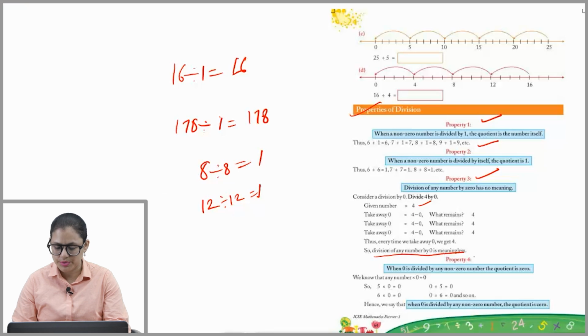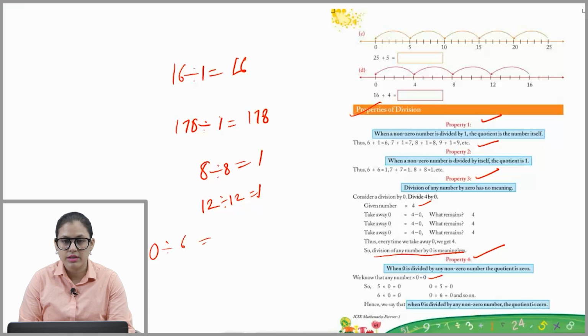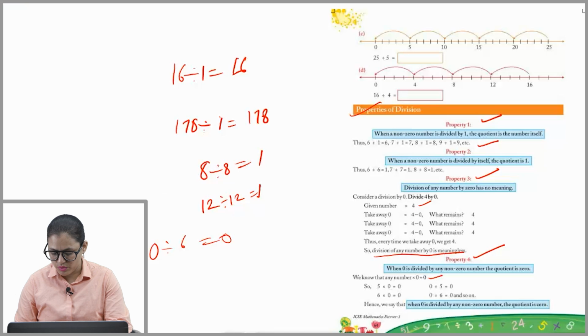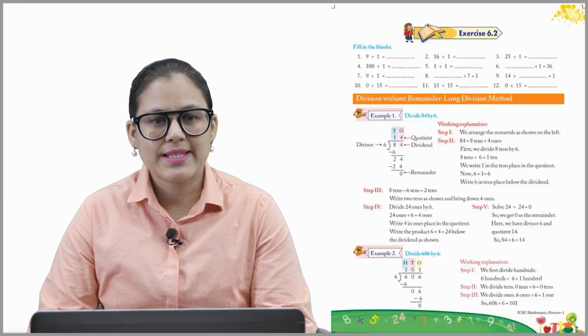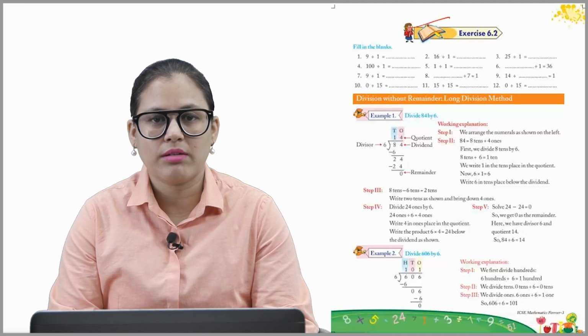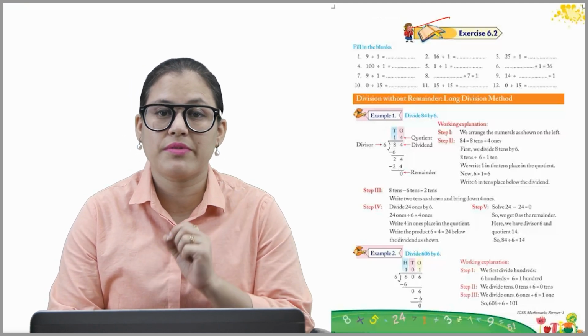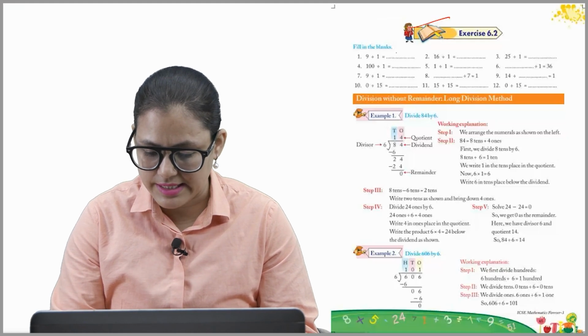Property 4. When 0 is divided by any non-zero number, the quotient is 0. We know that any number into 0 is equal to 0. So whenever you multiply any number by 0, we get 0. Okay. And whenever we divide 0 by any number, we get 0. Okay. So when 0 is divided by any non-zero number, the quotient is 0. Let's do exercise 6.2. 9 divided by 1. As I told you, if any number is divided by 1, the quotient is the number itself.